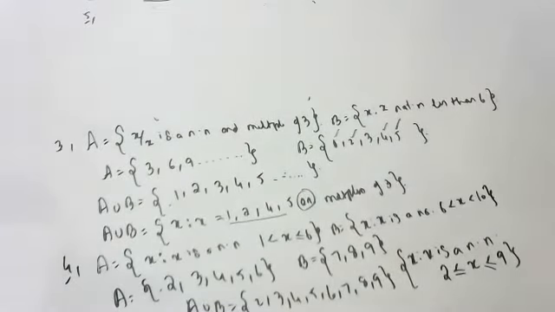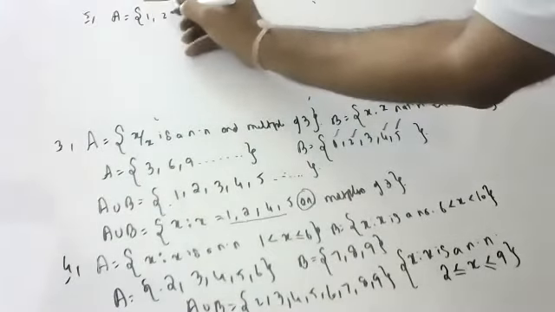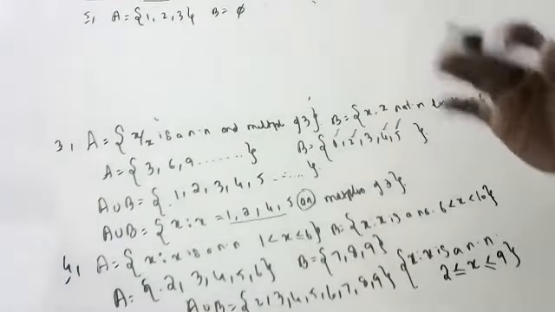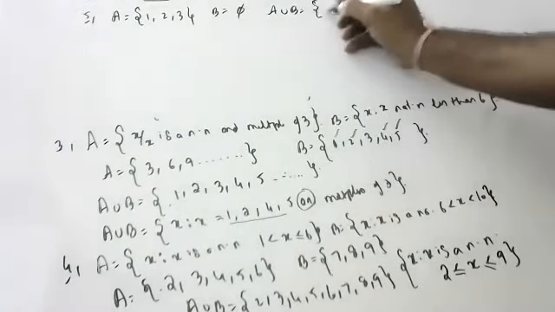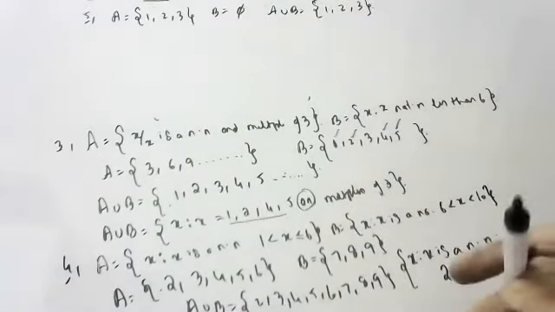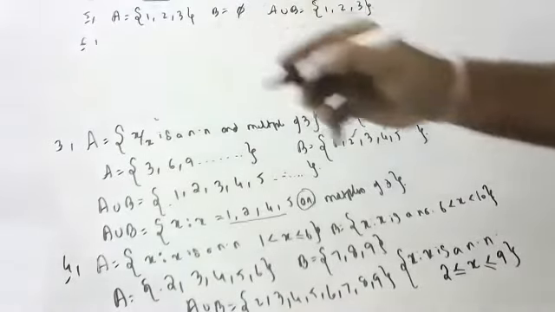Next sum, children. Here they are saying A is equal to the elements 1, 2, 3, and B is a null set. Null set means no elements are there, children. So, what is A union B? 1, 2, 3. Okay, null set means nothing is there. So A union B is 1, 2, 3.